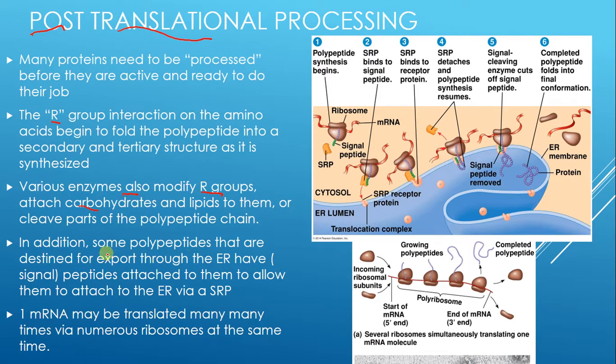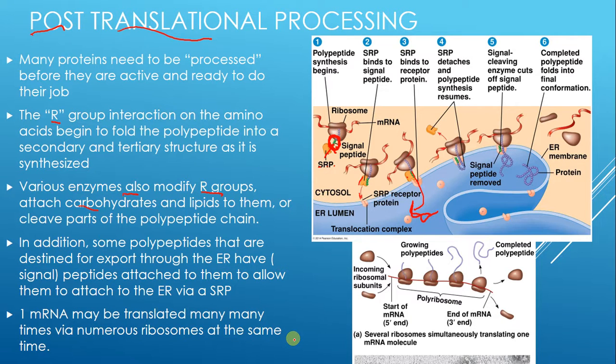In addition, some polypeptides that are destined for export through the ER have a signal peptide attached to them. So maybe the first part of the new polypeptide sequence that's being translated is a signal that says this needs to go into the ER to be transported. Because of that, an SRP, or signal recognition particle, attaches to that signal peptide and forms a bridge between it and a receptor in the membrane of the ER. That allows this amino acid chain, as it's being synthesized, to go right into the inside lumen of the ER for export.